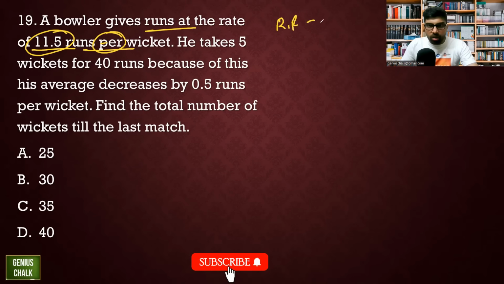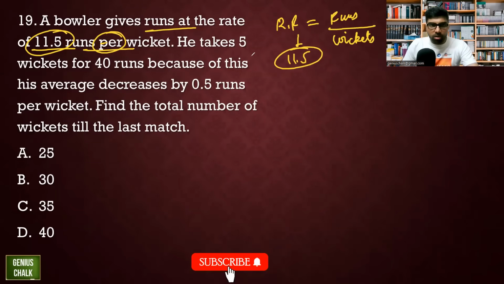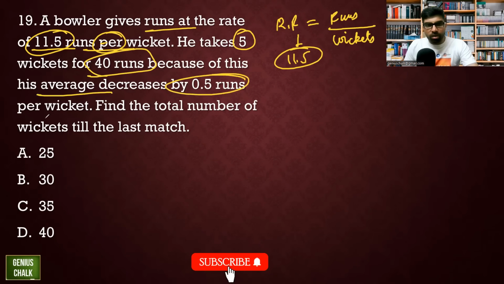So you see how the run rate of a bowler is calculated. It is the number of runs given by the number of wickets taken. So it is saying that the run rate was 11.5 runs per wicket. He takes 5 wickets for 40 runs because of which his average decreases by 0.5 runs. Find the total number of wickets.